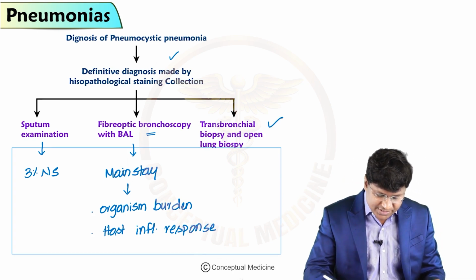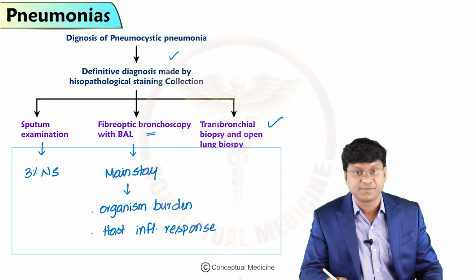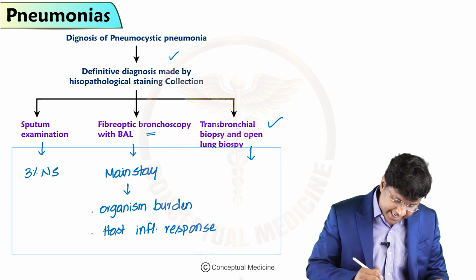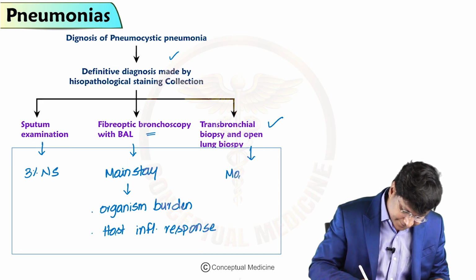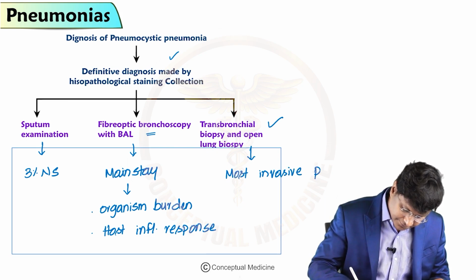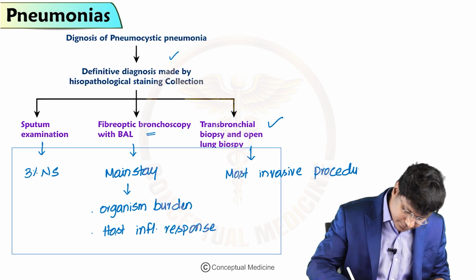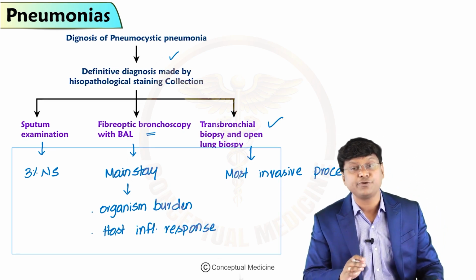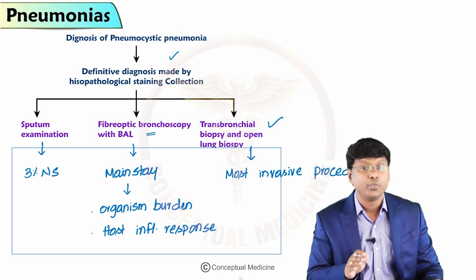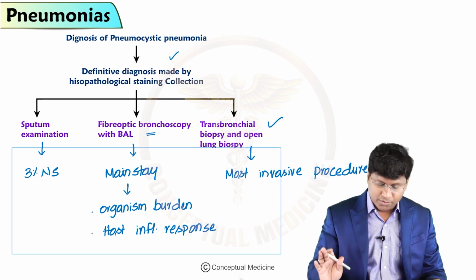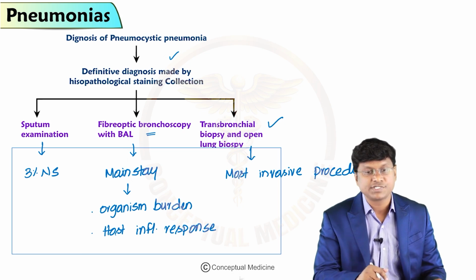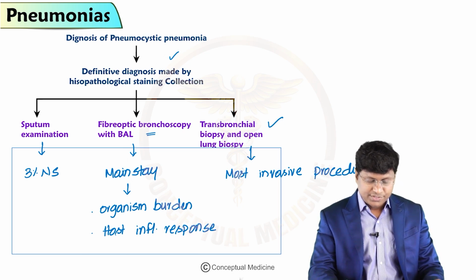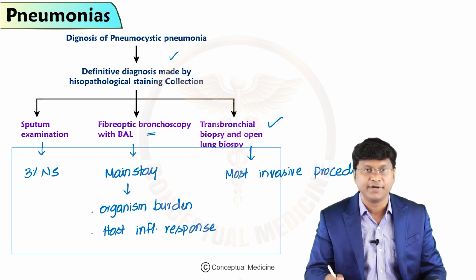Then you take the transbronchial biopsy and open lung biopsy. This is the most invasive procedure and is used only when the diagnosis cannot be made by bronchoalveolar lavage. If bronchoalveolar lavage is unable to demonstrate Pneumocystis jirovecii pneumonia, that is the point when you need to do transbronchial biopsy and open lung biopsy.